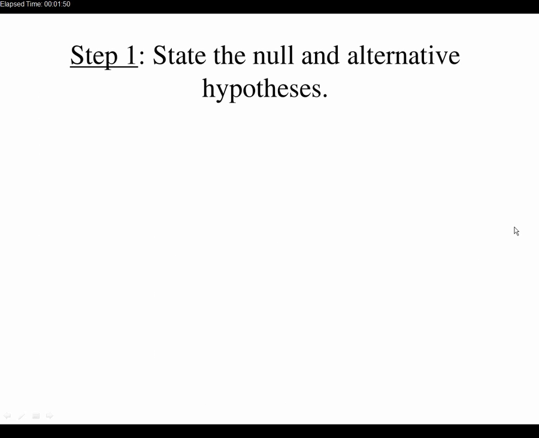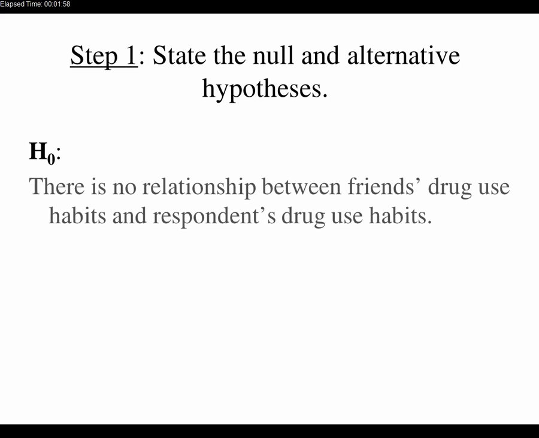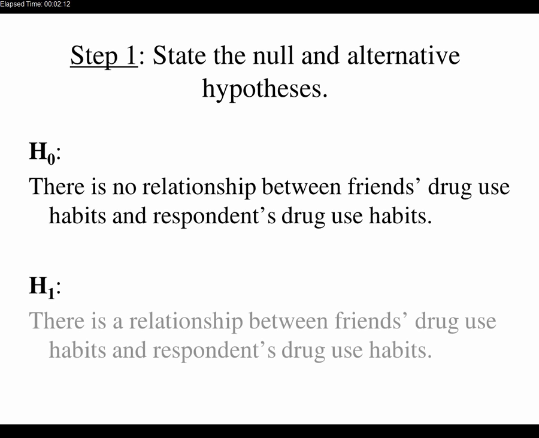And how do we analyze this? Number one, we state the null and alternative hypotheses. The null hypothesis is there is no relationship between a friend's drug use habits and the respondent's drug use habits. The alternative hypothesis is, of course, that there is a relationship between friend's drug use and respondent's drug use.